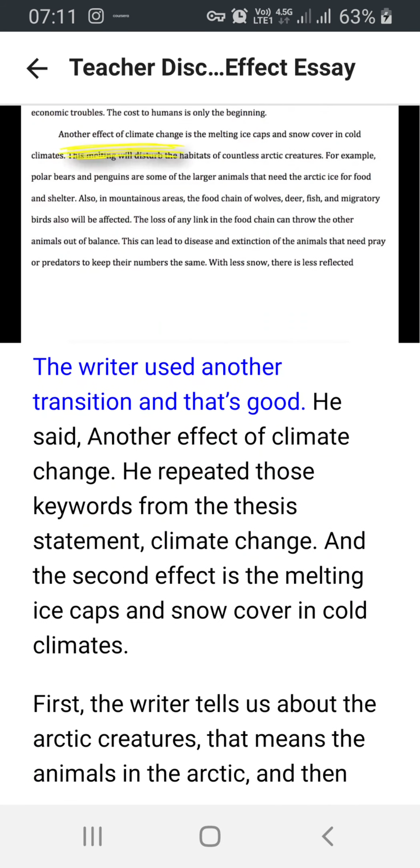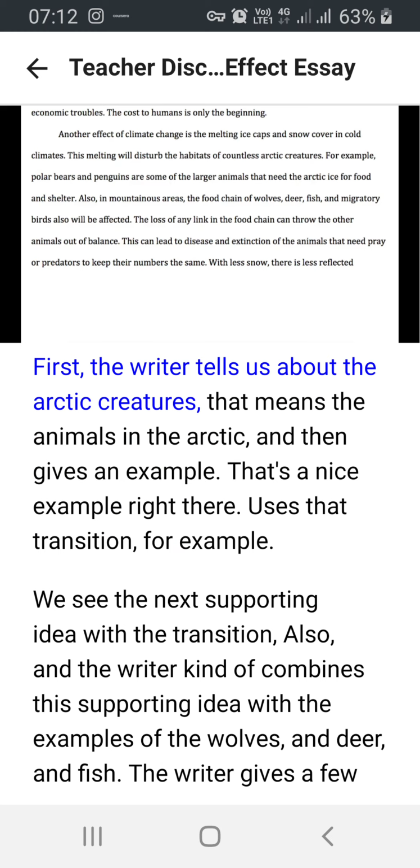The writer used another transition, and that's good. He said, "another effect of climate change." He repeated those key words from the thesis statement, climate change. And this second effect is the melting ice caps and snow cover in cold climates. First, the writer tells us about the Arctic creatures. That means the animals in the Arctic. And then gives an example. That's a nice example right there, and uses that transition, "for example."